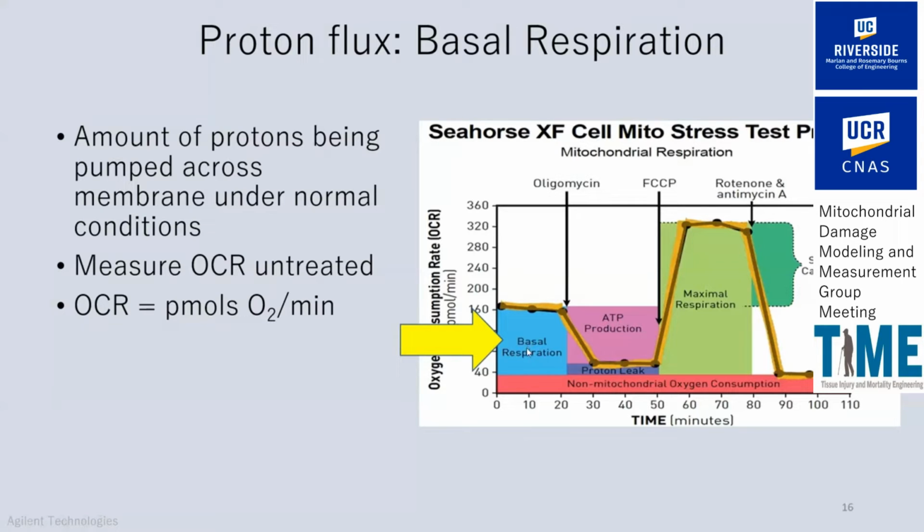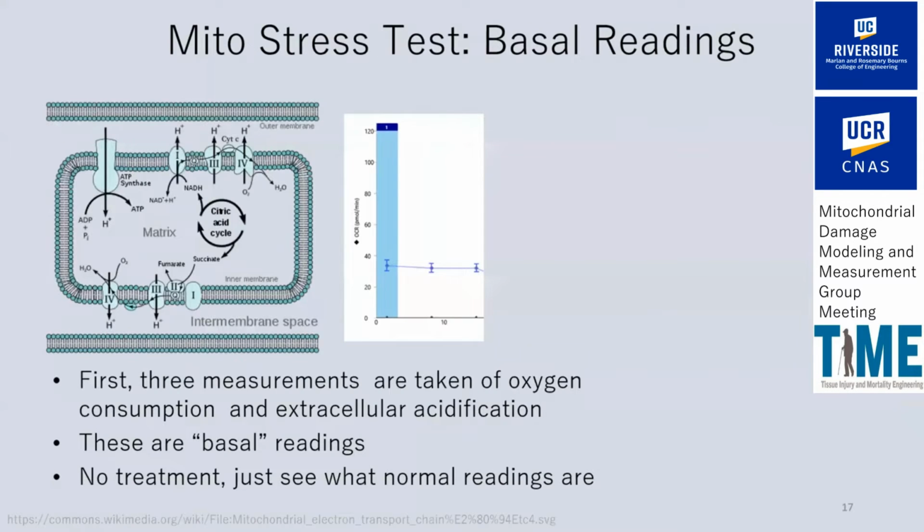Now, this is not the amount of oxygen devoted to ATP production. This is the amount of oxygen that the mitochondria are using via the Krebs cycle to pump protons across the membrane. Those protons might be used to generate ATP, or they might be lost to proton leak, which I'll talk about later. And so what you will get from this is 3 data points on the Seahorse. The Seahorse will give you 3 data points taken over 15 minutes of what this reading is, and this is what the data looks like. It's oxygen consumed in picomoles per minute.